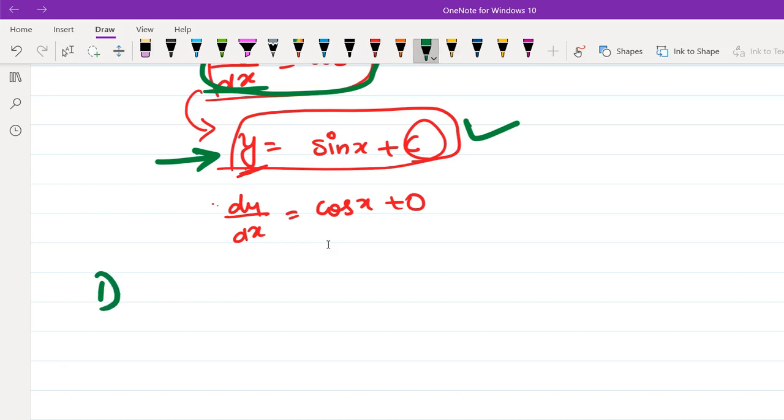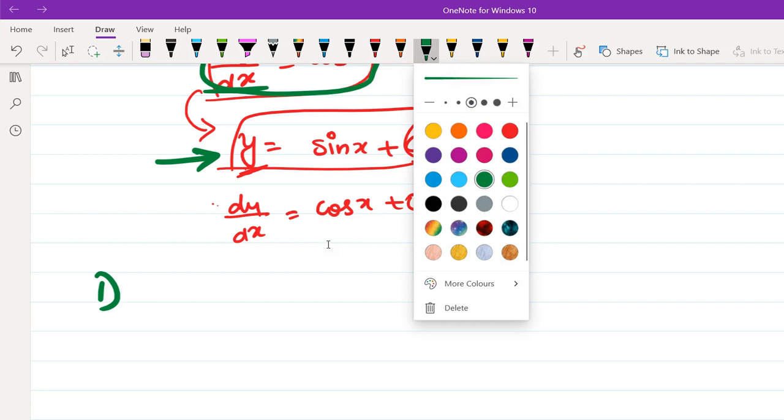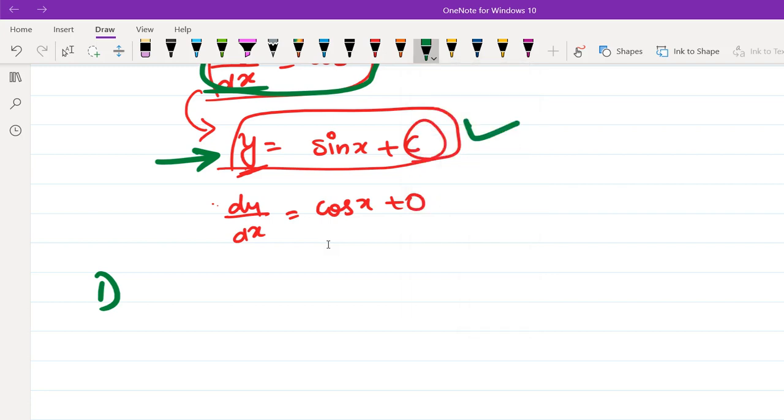That is our first method to solve the differential equation, and we are going to see all the methods of solving the differential equation one by one. This video will be covering only the separation of variables method for solving differential equations. So our first method, separation of variables.